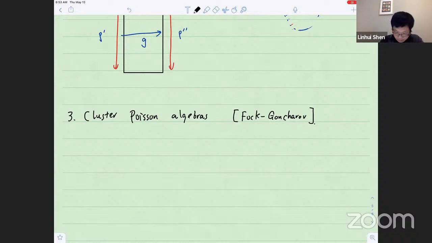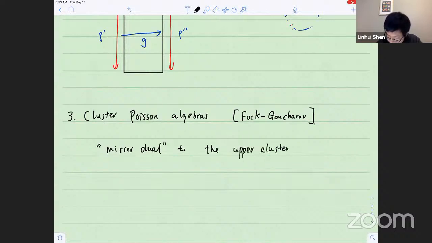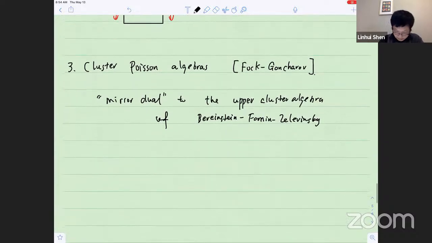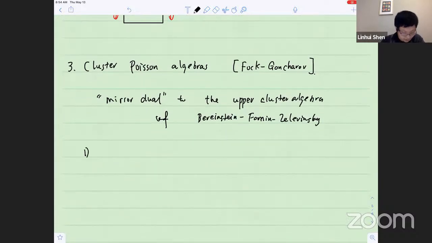Instead, this should be somehow viewed as a mirror dual to the usual upper cluster algebra of Berenstein, Fomin and Zelevinsky. The main difference is the mutation formulas are different. But the construction is similar.